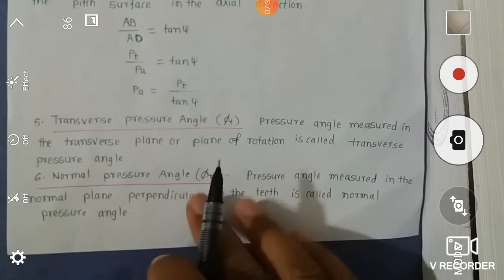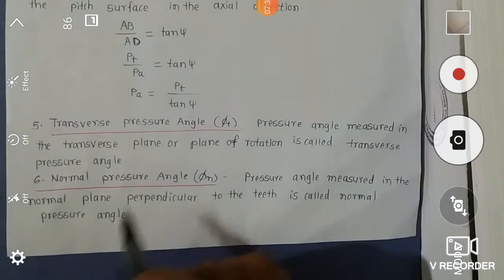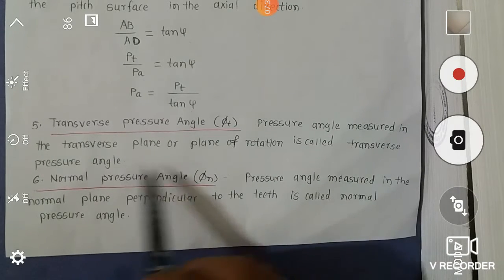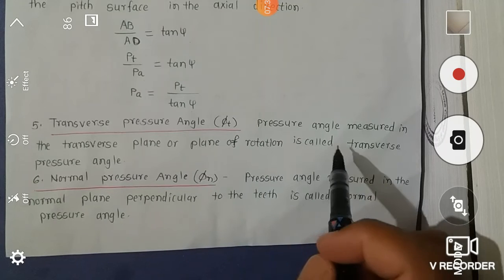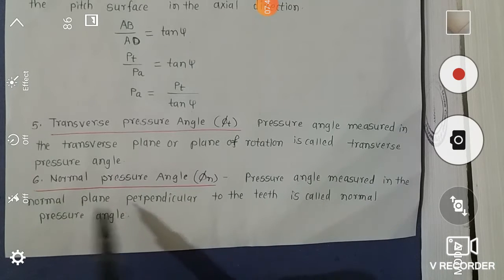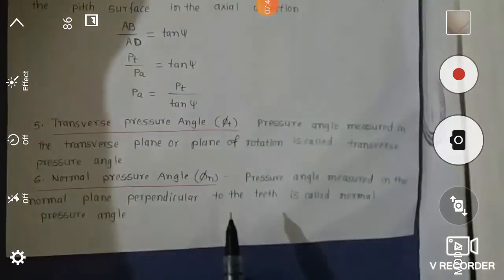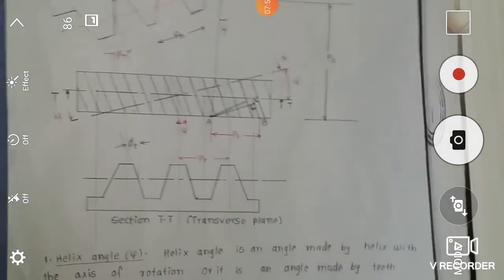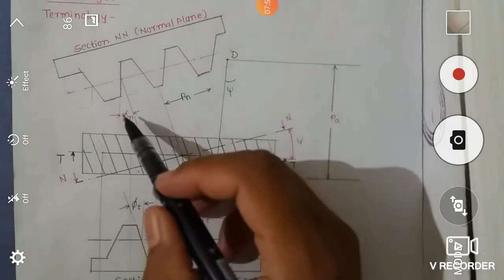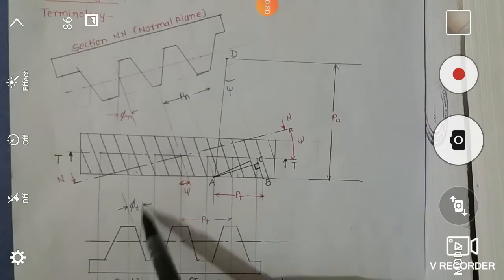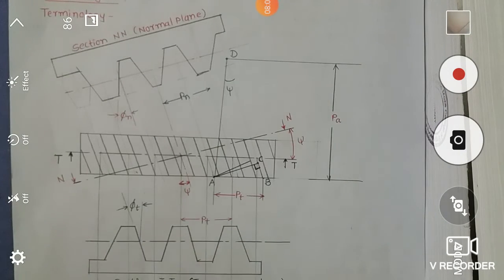Now the next important term is transverse pressure angle, indicated with the symbol phi t. Pressure angle measured in the transverse plane, or plane of rotation, is called transverse pressure angle. Normal pressure angle is phi n. Pressure angle measured in the normal plane perpendicular to the teeth is called normal pressure angle. So in this diagram, this angle is called the normal pressure angle phi n, and this angle is called the transverse pressure angle.